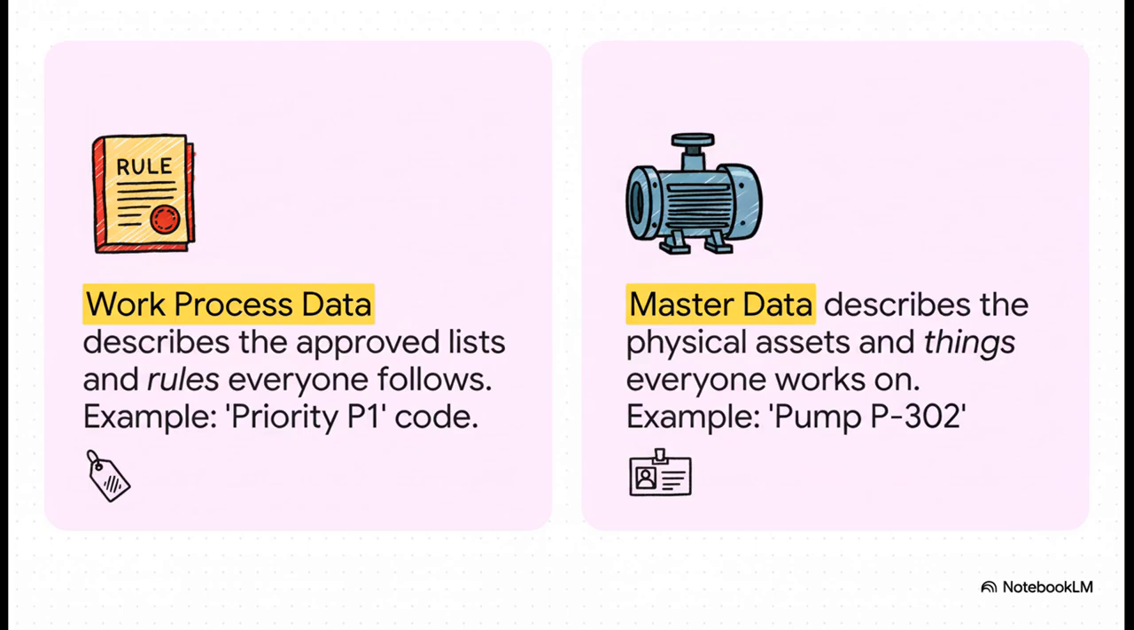So let's just nail down this difference because it's so important. Work process data gives you the approved code, like priority P1. Master data gives you the specific thing, like the record for pump P302. One describes the rules of the game, the other describes the players and the equipment. Getting this right, it's a total game changer.